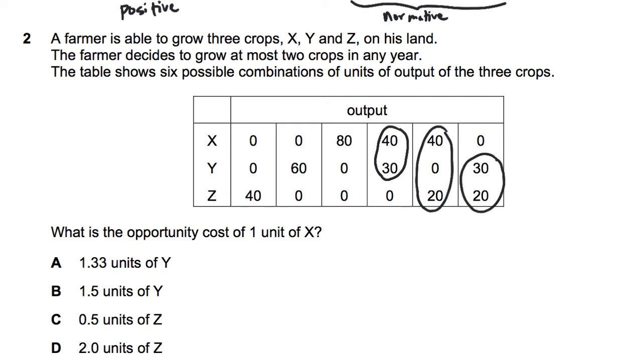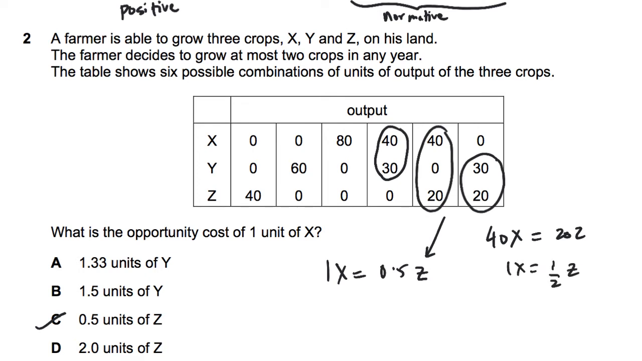They're asking what is the opportunity cost of 1 unit of X? And so we can see the answer would be C, because 1 unit of X is equal to 0.5 of Z. How do I get that? Look at this. When they say 40X is equal to 20Z, that automatically means 1X is equal to half Z. So that's why the right answer is C, which is 0.5 units of Z.